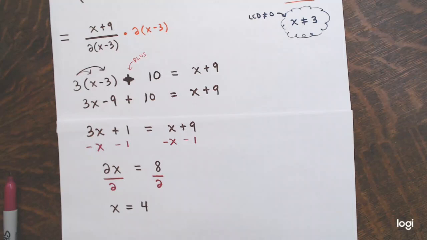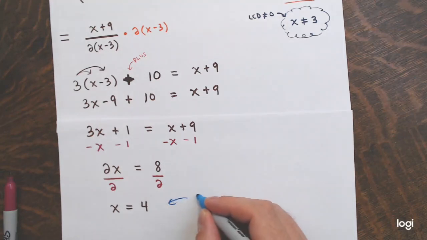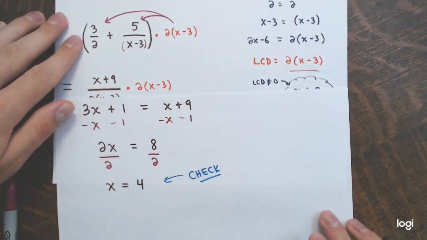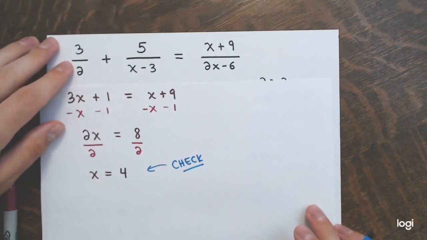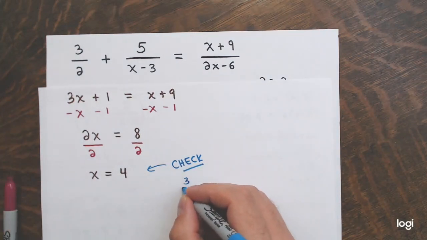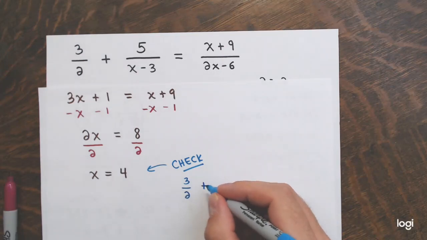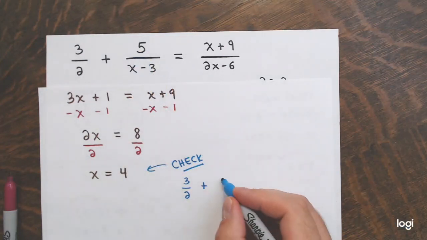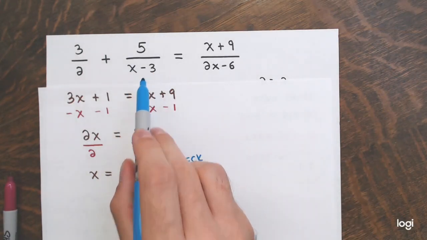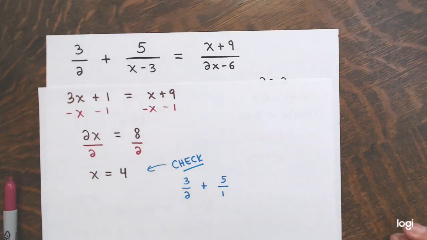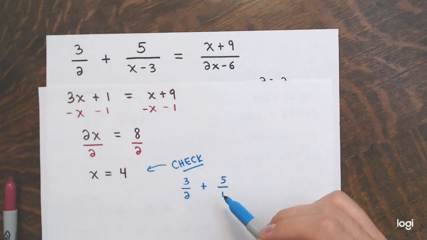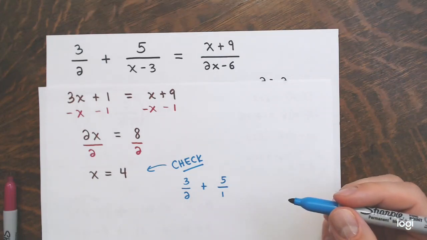And let's check it. Check the value of 4 back in the original equation. So the left side, I've got 3 halves plus, and then 5 in the numerator over, when x is replaced with 4, 4 minus 3 is 1. So really that's just 5. But I'm going to put these together in a second, so I'm going to change this so that they both have the same denominator, and then I can add them.